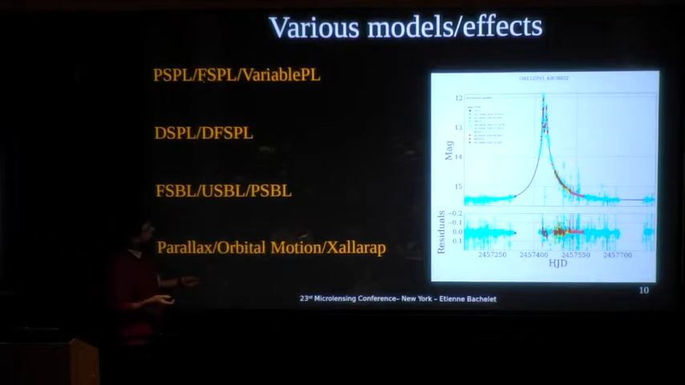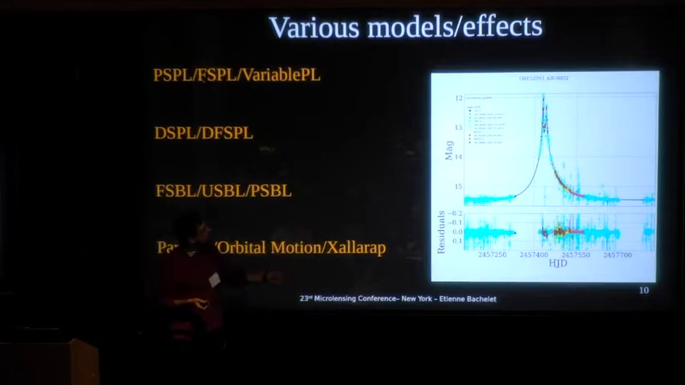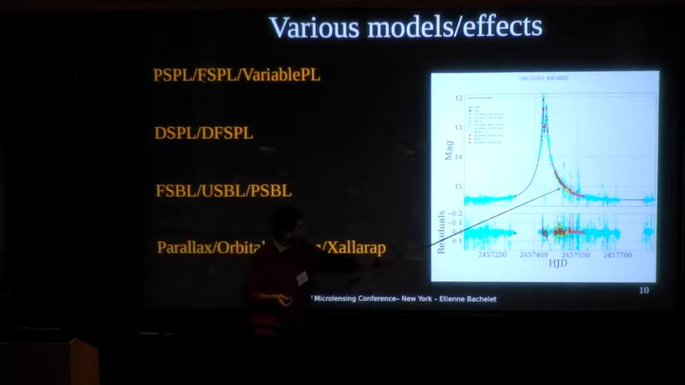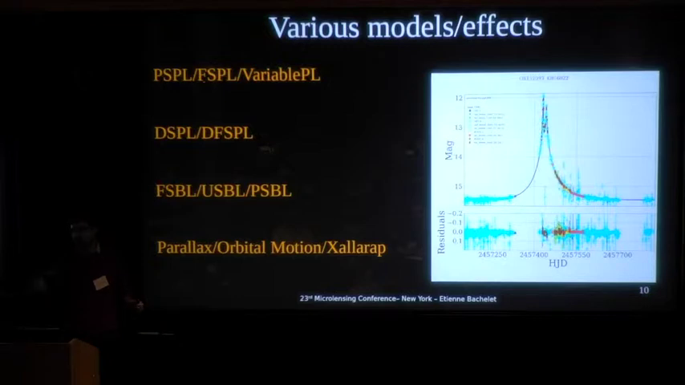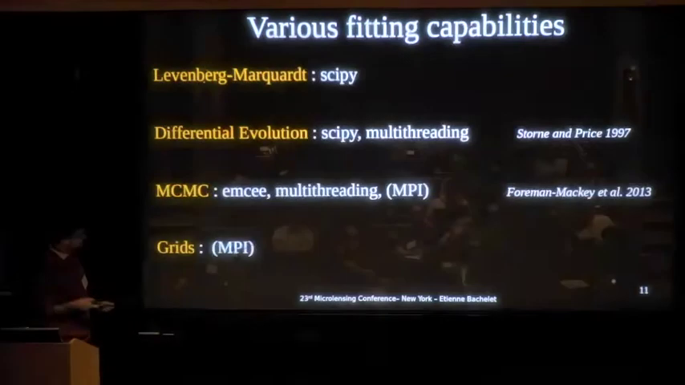In this example, this is a binary from 2015, where we have to fit the binary deviation on the top, parallax for the ground, but also parallax for Kepler, that you can see here in yellow and red. And so if you have data coming from a spacecraft, PyLima downloads the ephemeris from JPL automatically, and then you can compute the parallax for this spacecraft.